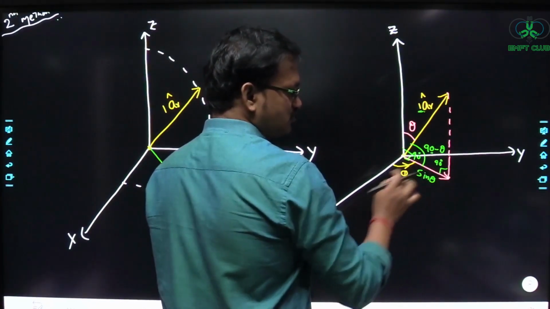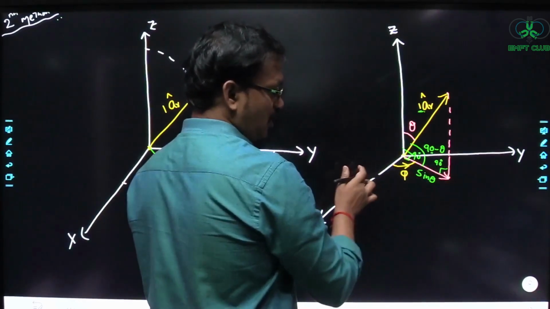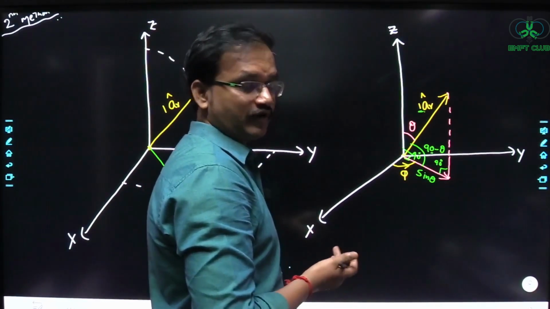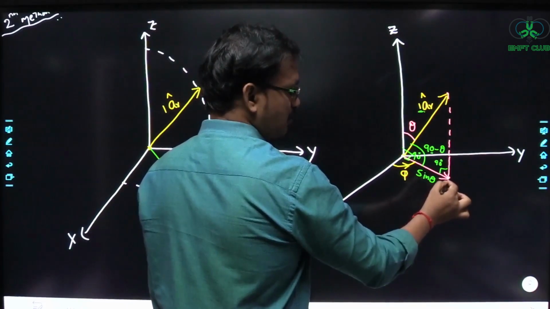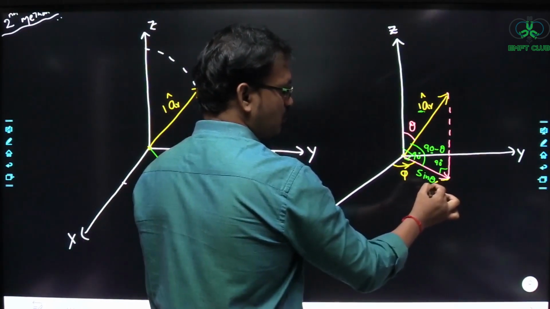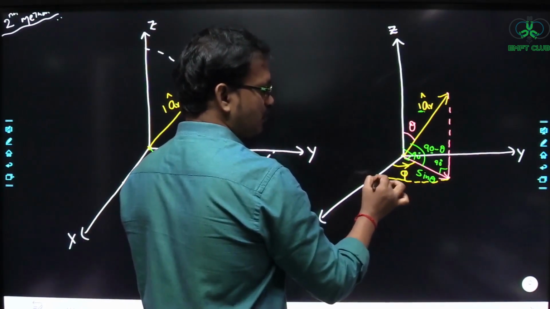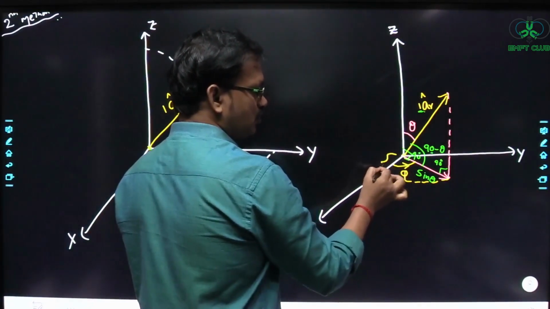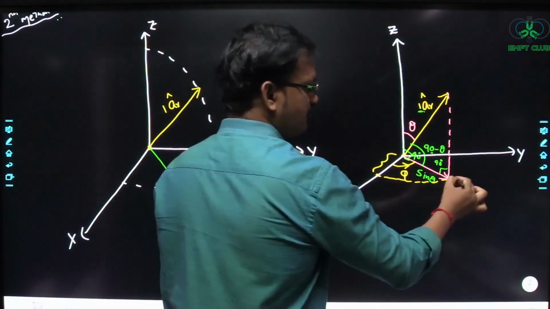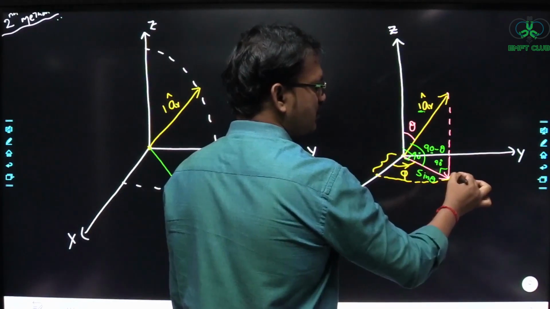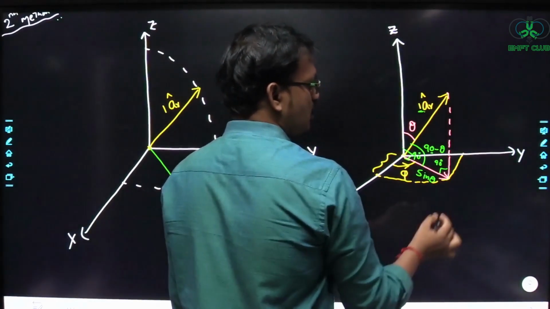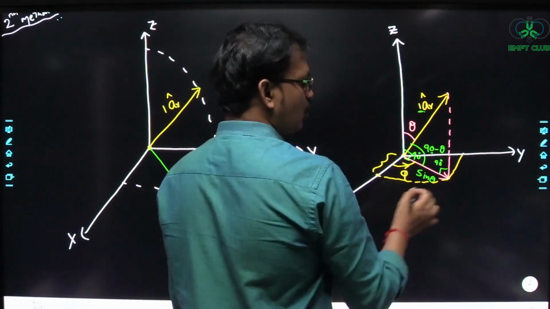So you can resolve this into two components. One is along x, another one is along y. If you drop your normal from the head of sine theta onto the x-axis, you are going to get the x component. And if you drop your normal from the head of sine theta onto the y-axis, you are going to get the y component.